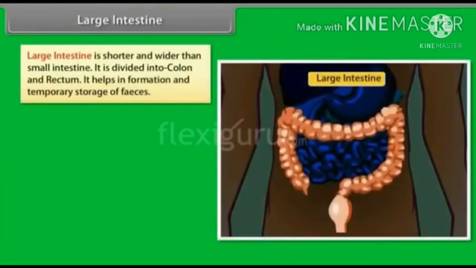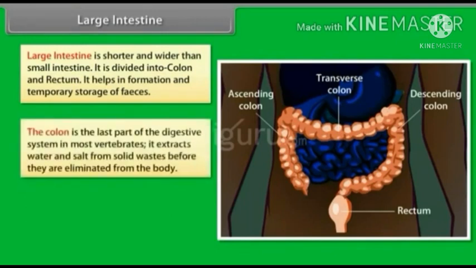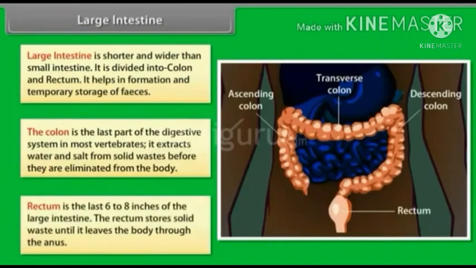Large intestine. The large intestine is shorter and wider than the small intestine. It is divided into colon and rectum. It helps in formation and temporary storage of feces. The colon is the largest part of the digestive system in most vertebrates. It extracts water and salt from solid wastes before they are eliminated from the body. The rectum is the last 6 to 8 inches of the large intestine. The rectum stores solid waste until it leaves the body through the anus.